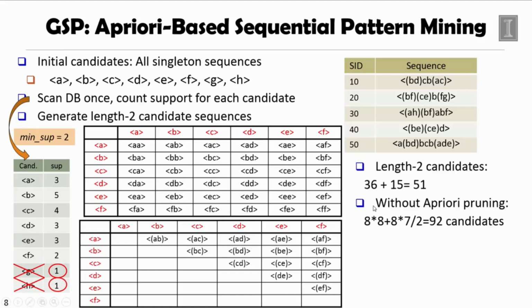In total, you will get 6 by 6, then 6 by 5 divided by 2, and you get this number of candidate size 2 sequences. But without Apriori, without this pruning, you'll get much more. So even this minimal pruning can still reduce the search space substantially.